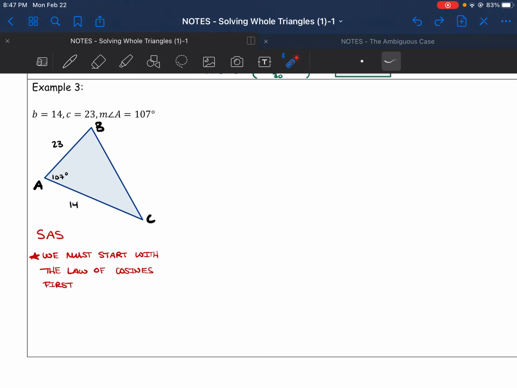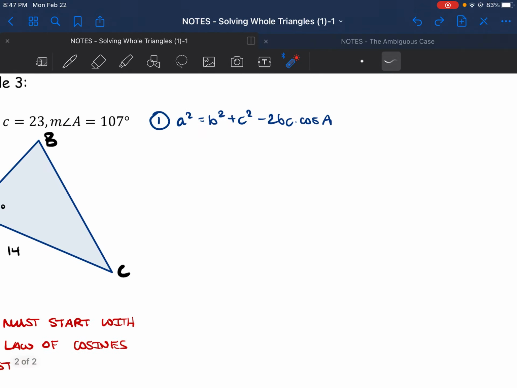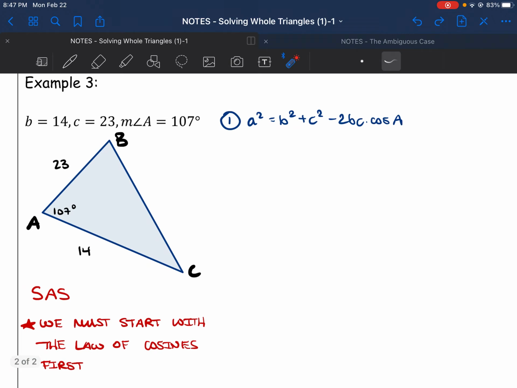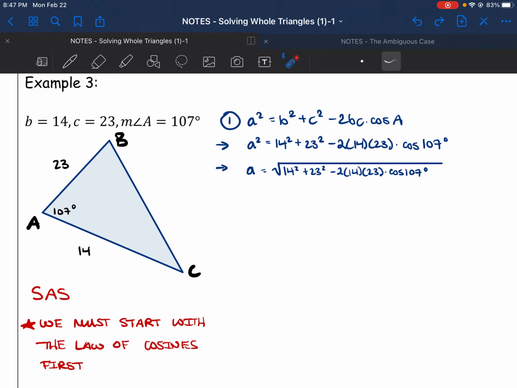Now, when you have two sides already, you want to go ahead and start the problem by finding the third side. So I'm going to set up a law of cosines equation to find the third side, which is side A, across from angle A. So I get A squared equals B squared plus C squared minus 2BC times the cosine of A. Plugging in the pieces, we don't know what A is, that's what we're looking for. We know B is 14, we know C is 23, and we know angle A is 107 degrees. Taking the square root of both sides, we're going to get the side A is about 30.22.